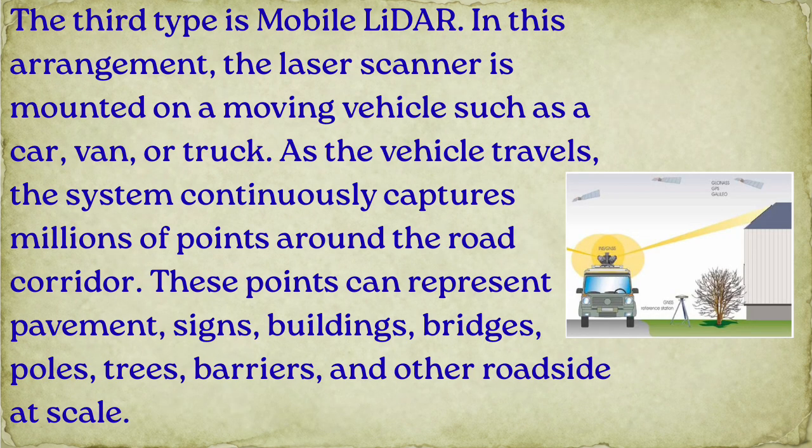The third type is mobile LiDAR. In this arrangement, the laser scanner is mounted on a moving vehicle such as a car, van, or truck. As the vehicle travels, the system continuously captures millions of points around the road corridor. These points can represent pavement, signs, buildings, bridges, poles, trees, barriers, and other roadside features at scale.